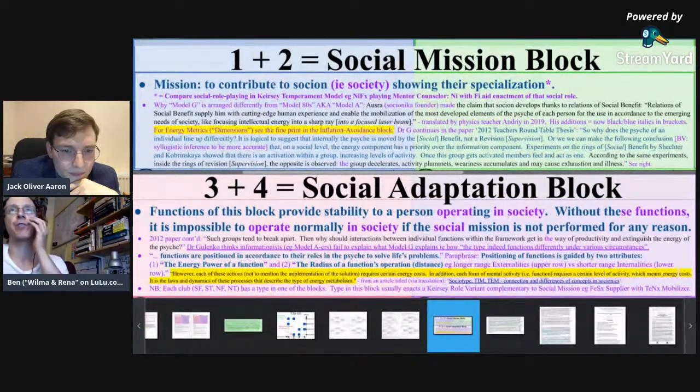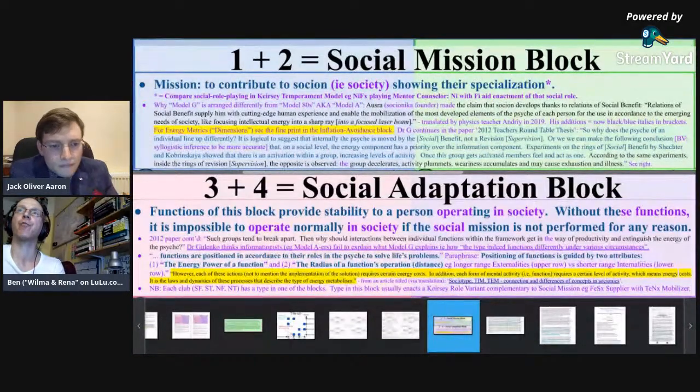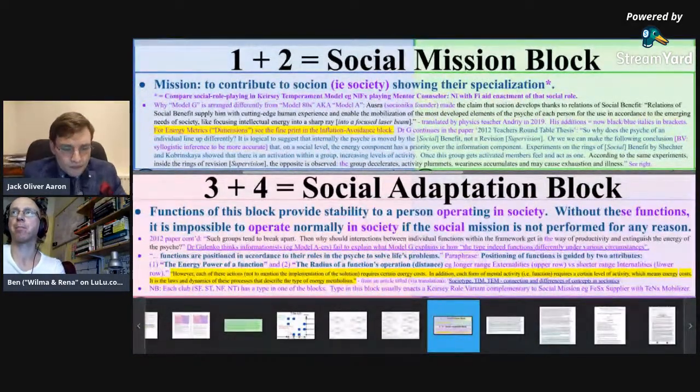Why Model G is arranged differently from Model A. Ausra made the claim that the Socion develops thanks to relations of social benefit. Relations of social benefit supply him with cutting-edge human experience and enable the mobilization of the most developed elements of the psyche of each person for use in accordance with the emerging needs of society, like focusing intellectual energy into a sharp ray, into a focused laser beam.